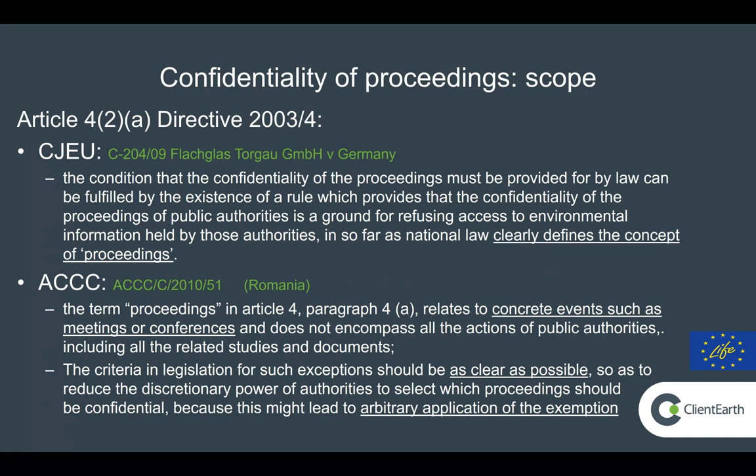And the court said that actually that is enough, but only if the national law clearly defines the concept of proceedings. So that will only suffice if the proceedings is clearly defined in the law.